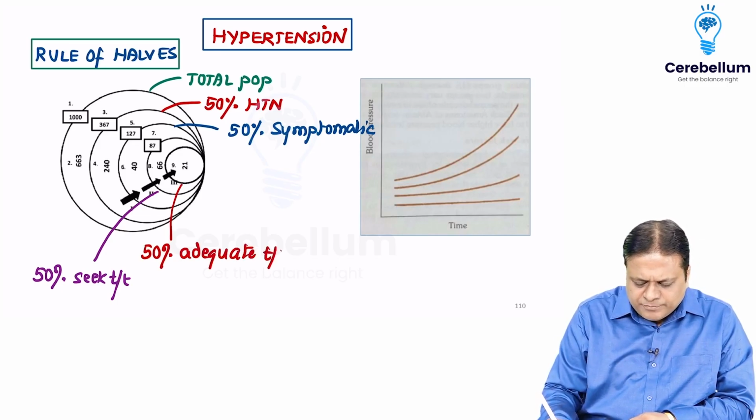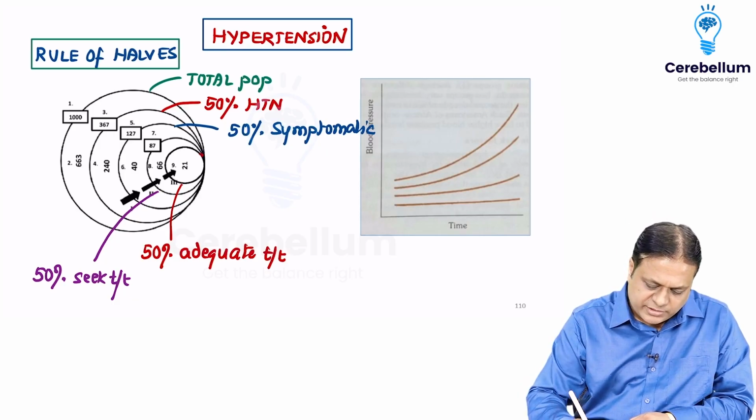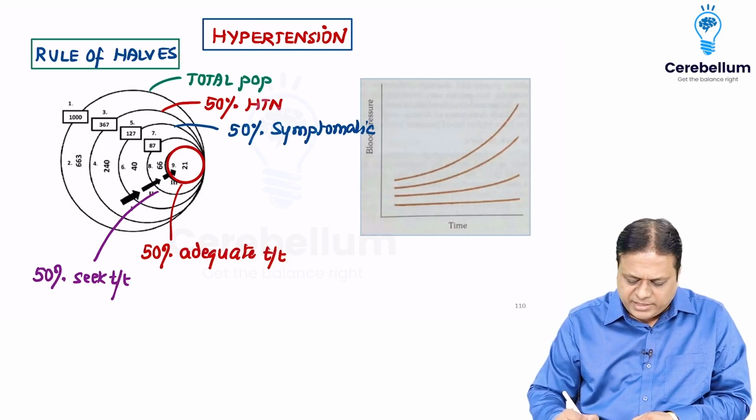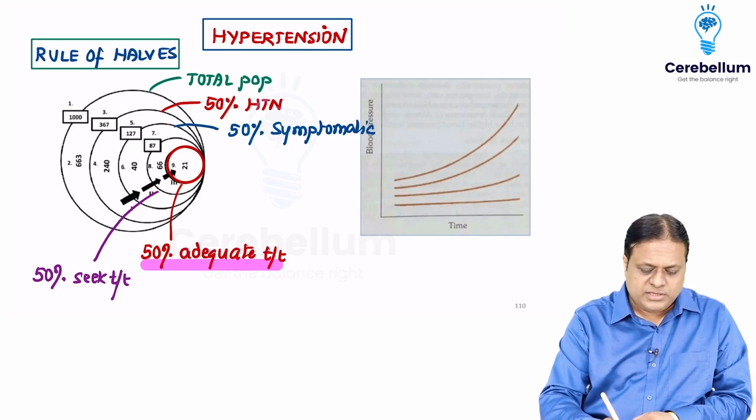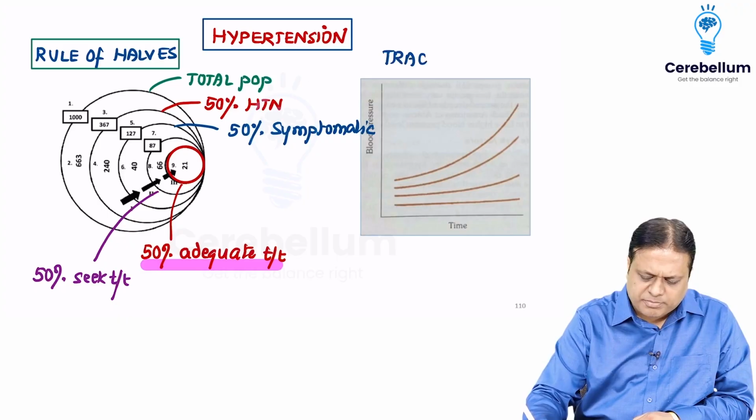Please remember this innermost circle. If I try to draw it here, this one, this represents adequate treatment, getting 50% only. Rule of halves. On the right side, what we have is the tracking phenomenon of blood pressure.